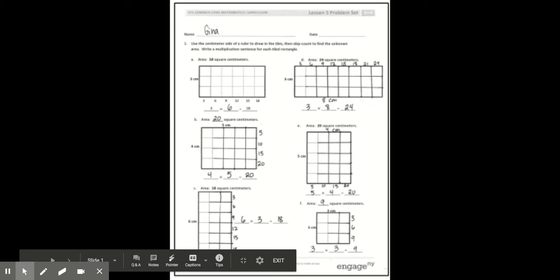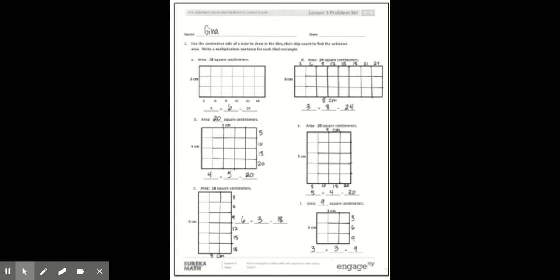So we're going to be going over your Module 4, Lesson 5 problem set, and you will find these on pages 161 and 162 of your workbook. So number 1 says, use the centimeter side of your ruler to draw in the tiles. Find the unknown side length or skip count to find the unknown area. Then complete the multiplication equations.